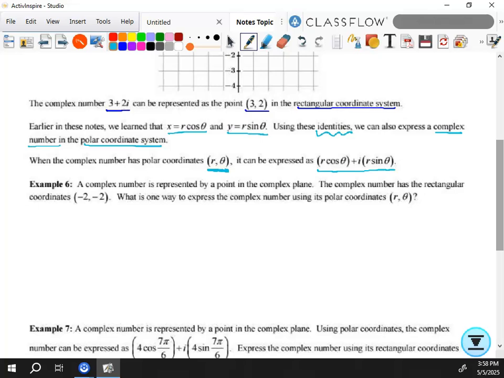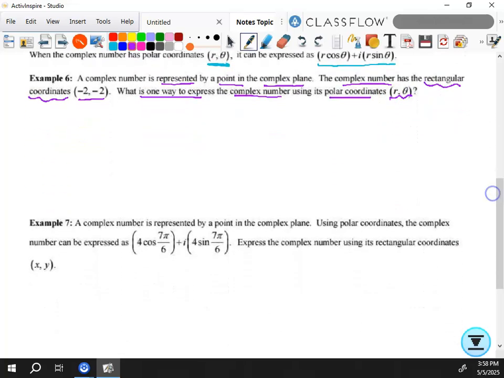All right, so here we go. Let's see what's going to happen here. A complex number is represented by a point in the complex plane. The complex number has the rectangular coordinates of -2, -2. What is one way, because there are multiple ways, but we're just going to come up with the easiest one, one way to express the complex number using polar coordinates, r, theta. So in order to do that, we need to find r and theta.